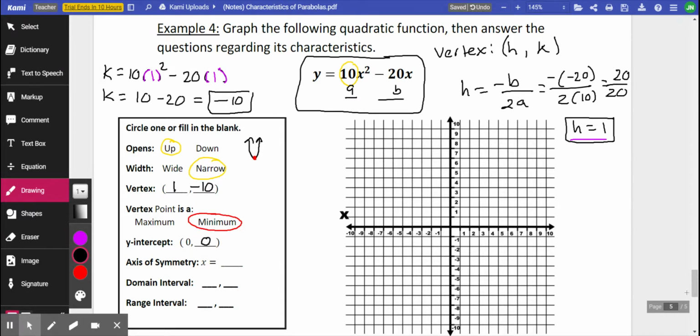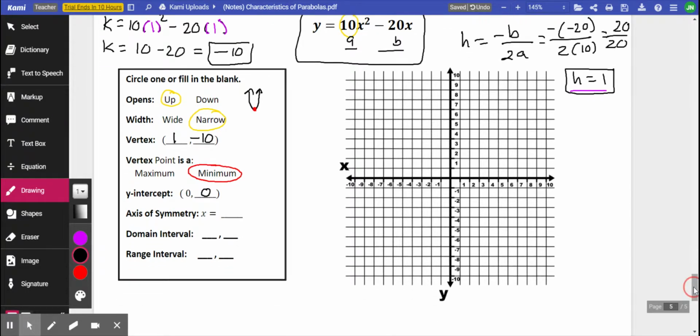Okay, so let's start with what we already have. We already can basically graph this. If we were to go ahead and graph this, the vertex is at positive 1, negative 10. So we go to the right one space and then down 10. 1, 2, 3, 4, 5, 6, 7, 8, 9, 10. So that'll be right there.